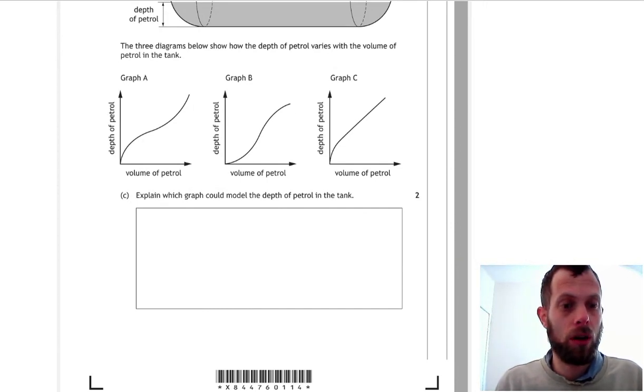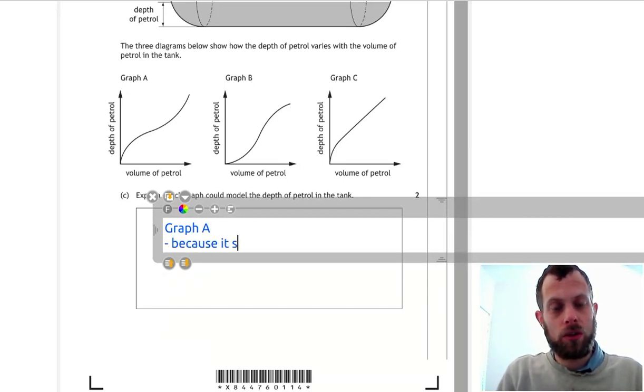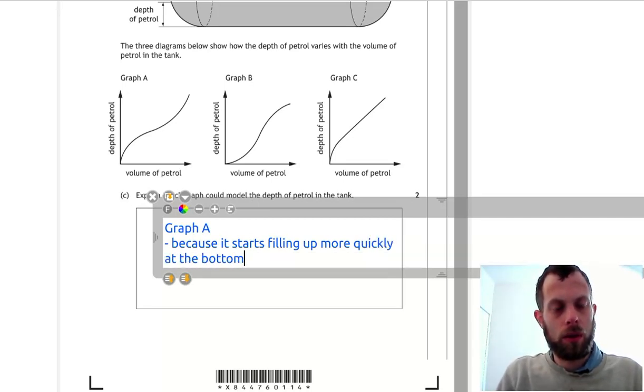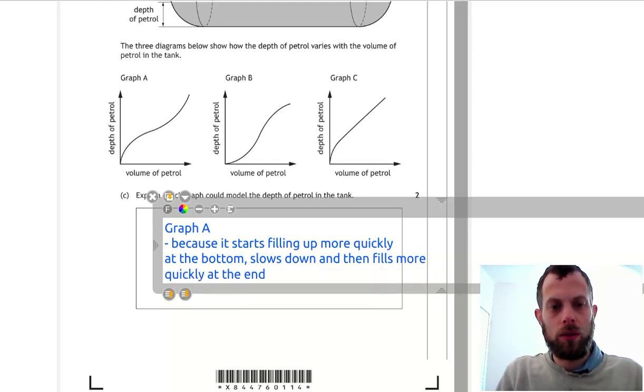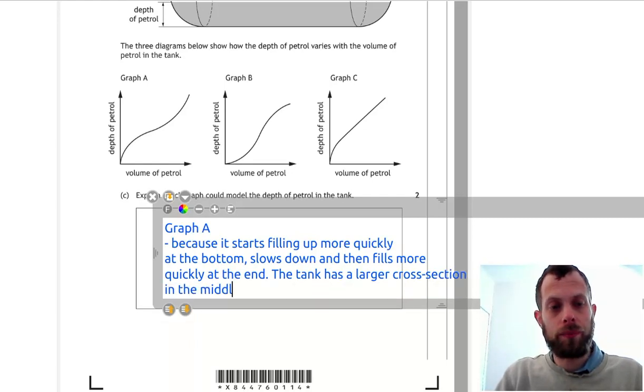So you get 1 mark there for the correct graph, and then the explanation: it starts filling up more quickly at the bottom, slows down, and then speeds up again and fills more quickly at the end. I would talk about the tank as well. The tank has a larger cross section in the middle than at the top or bottom.